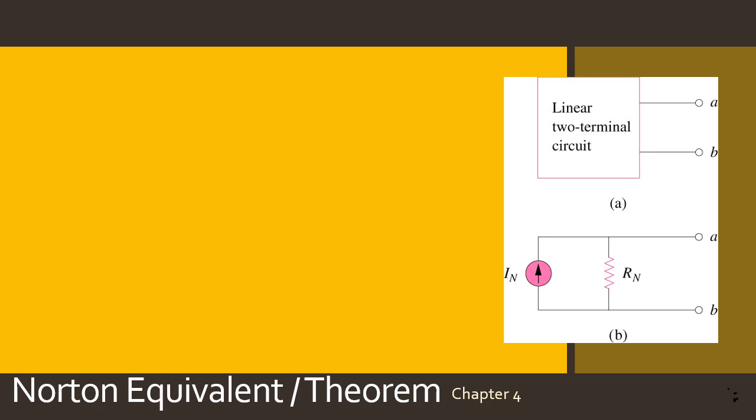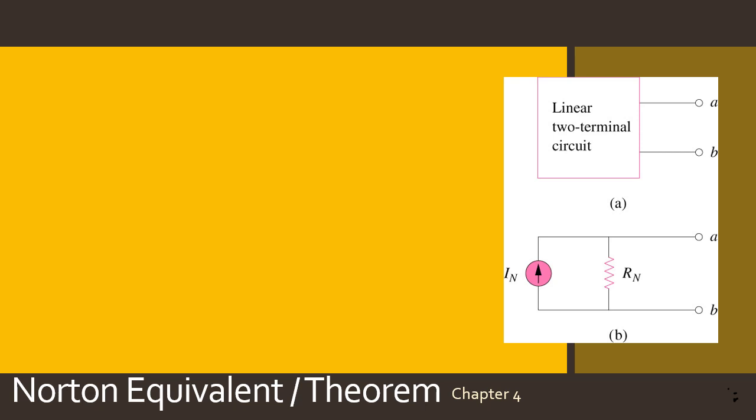In this video, we will continue on chapter 4, Norton Equivalent, or we will also call it the Norton Theorem. In a linear two-terminal circuit like in this figure, we have terminals A and B. Any complicated circuit or any linear two-terminal circuit can be replaced with a current source in parallel with a resistance. We call it Norton resistance.